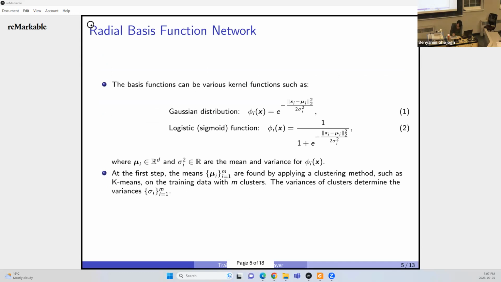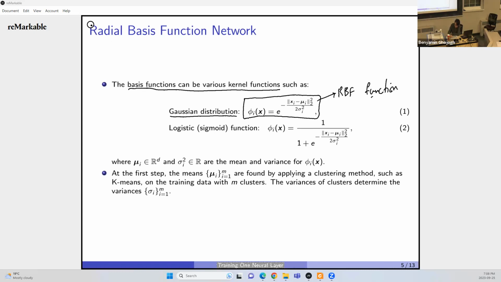The basis functions can be various kernel functions, such as these. The most common one is the Gaussian, hence the name RBF function, because in the literature this Gaussian kernel is also called the RBF kernel. If you have seen kernel SVM, for example, one of the kernels that you can use for kernel SVM is the RBF kernel with the same format.